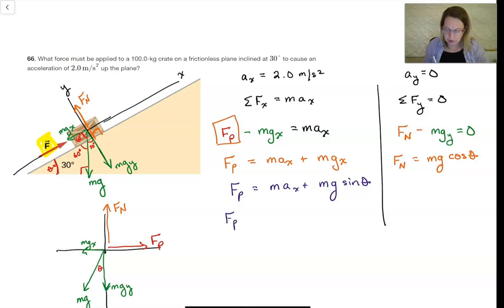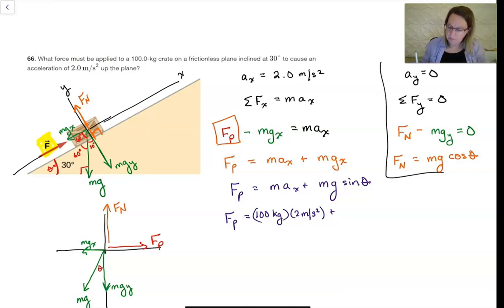So we've got force of push is equal to, the mass is 100 kilograms. This is a big cart, a big box. 100 kilograms times 2 meters per second squared plus 100 kilograms times a positive g. When you see g in the book and in my notes, it's always going to be positive. I will have taken care of the sign, times sine of 30 degrees. And then we just plug this in.